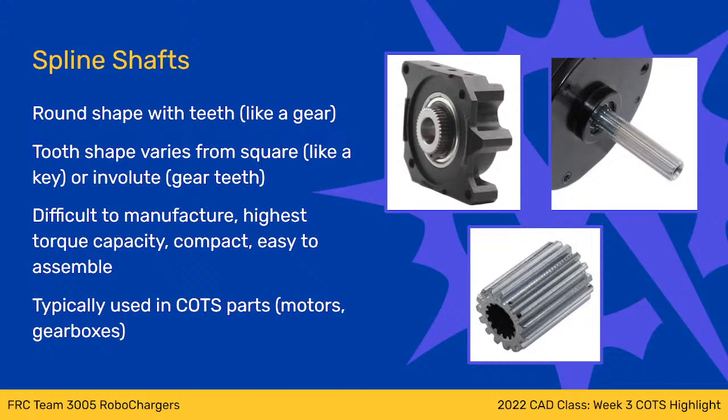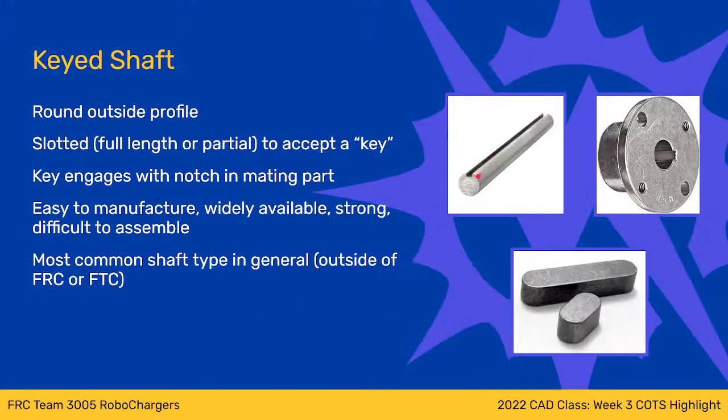Basically, a spline is where you have teeth on a shaft, teeth like a gear basically, and then you cut all of those teeth into a hole, and all of the little teeth engage with each other when you put the shaft into the hole. There's a lot of variety on what the actual tooth shape is. Sometimes you'll see a spline shaft that's basically just a keyed shaft with a whole bunch of keys around it, where it's got these square notches.